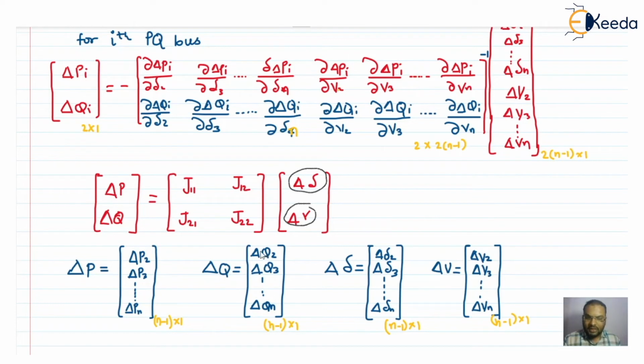Change in Q, it is again the same. Second bus up to nth bus. Change in delta, or the change in the phase angle, it is of course also change in del 2, change in del 3. This way you have to go up to change in del n. Change in V, you have to go the same way. Change in voltage at second bus, change in voltage at third bus, go up to change in voltage at nth bus. So this is how these terms are.